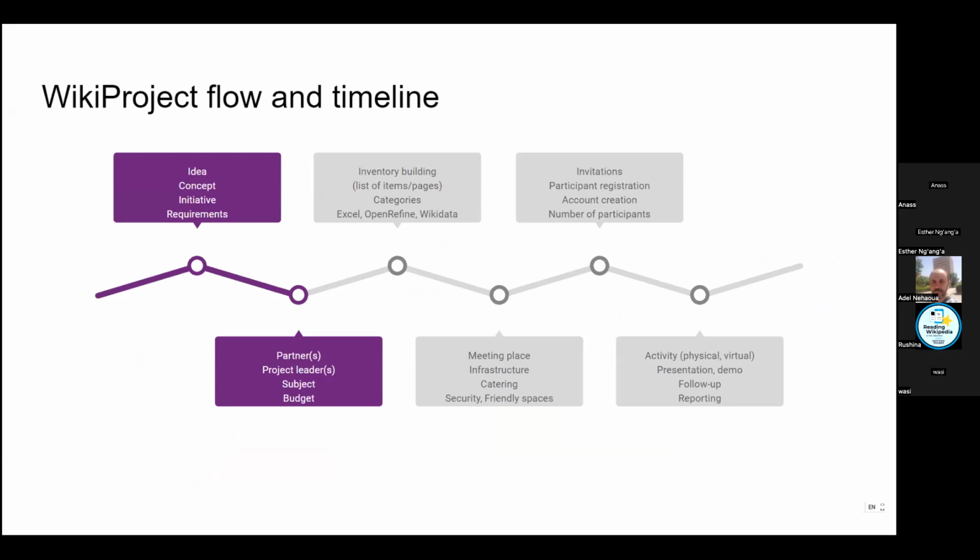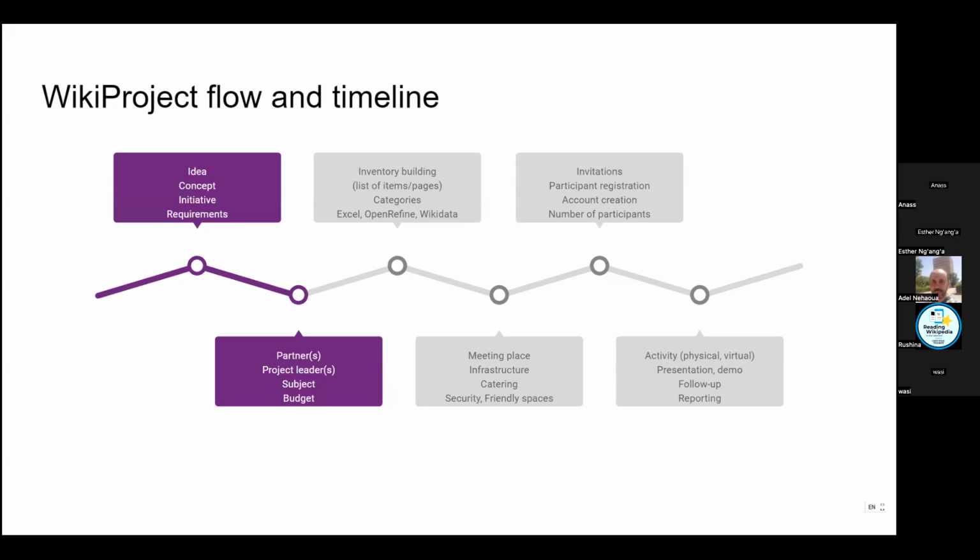You start from an idea, a concept, an initiative, where you think about the requirements. What do I need to organize this activity? And then maybe in a second step, you can search for partners. You can ask project leaders. You can talk about the subject you want to tackle. And maybe you need a budget to rent a physical place, to have an internet connection, for example, and so on.